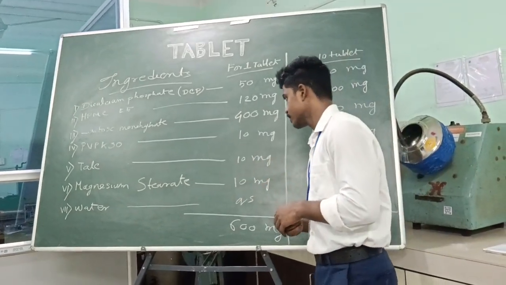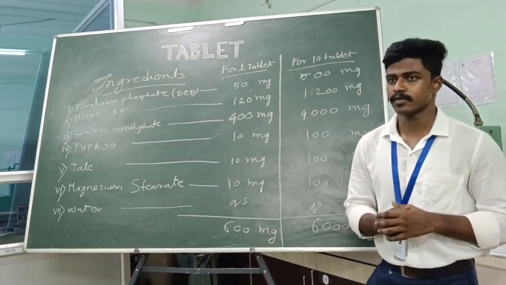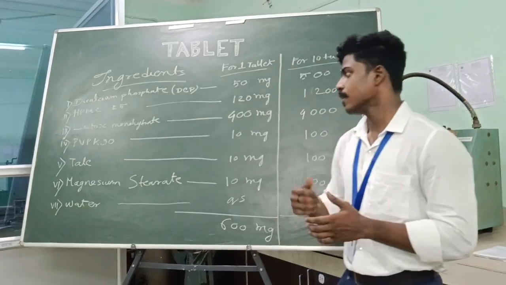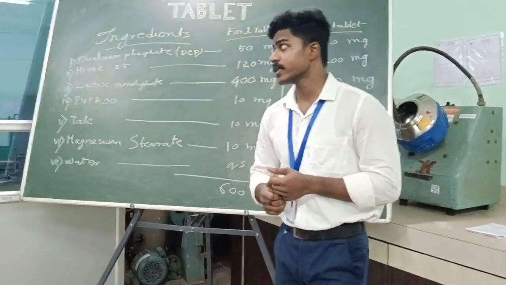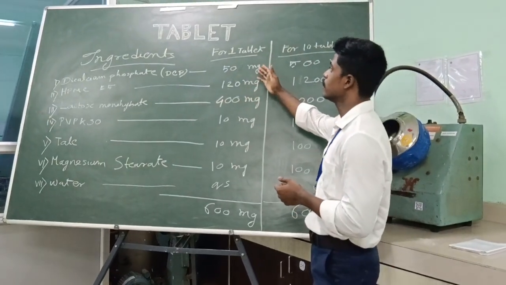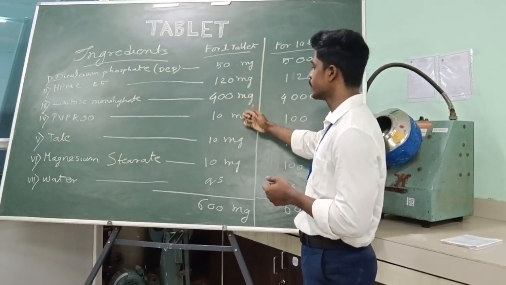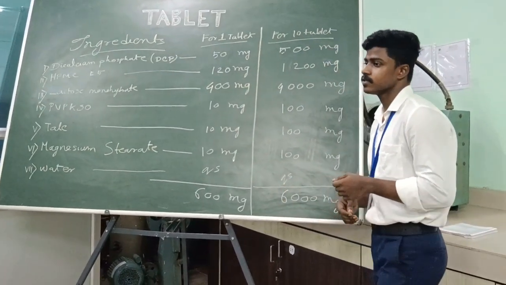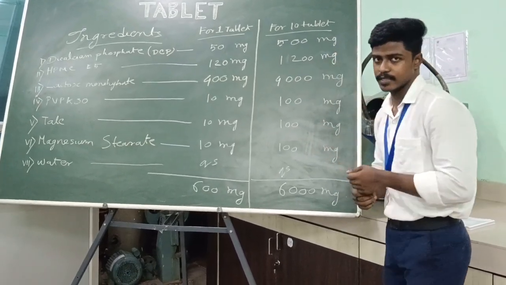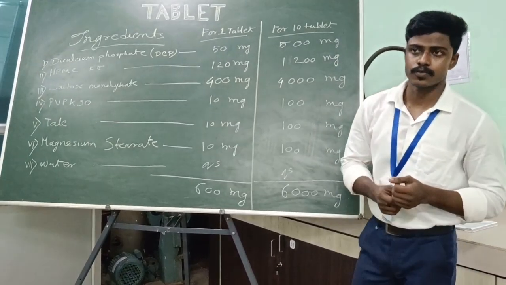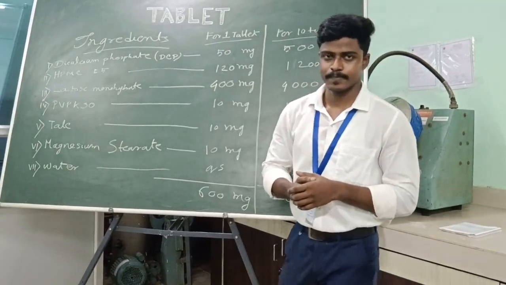Next is talc, which works as a glidant here, and next is magnesium stearate, which works as a lubricant here. This is the formula for one tablet, and we are going to formulate for 10 tablets, and this is the formula for 10 tablets. Let's go to the final experiment.